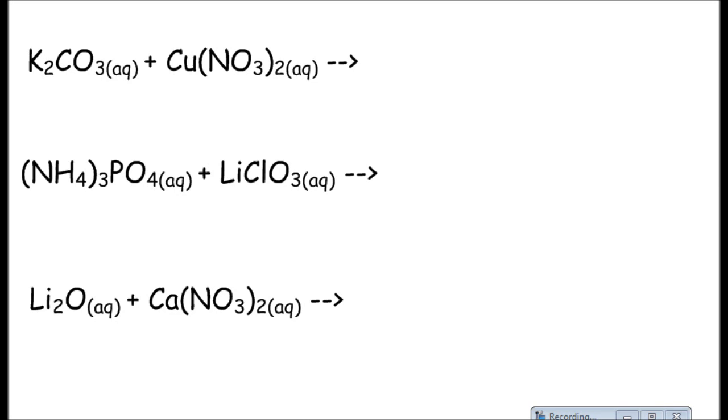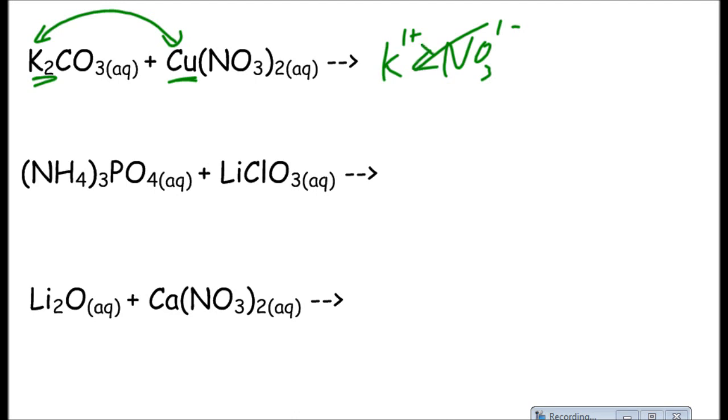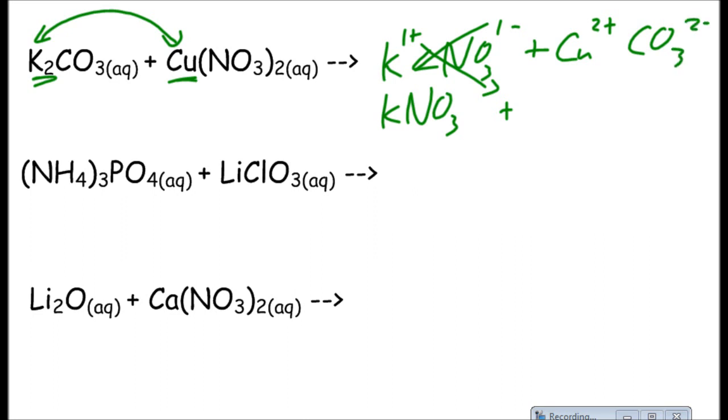So in this example right here, we're taking these metals and they are going to swap spots. So we've got potassium, 1 plus, NO3, 1 minus, cross, and we end up with KNO3. We've also got copper carbonate. So copper, we can tell it's a charge of 2 plus. Carbonate has a charge of 2 negative. When they cross over and we reduce, it becomes CuCO3.